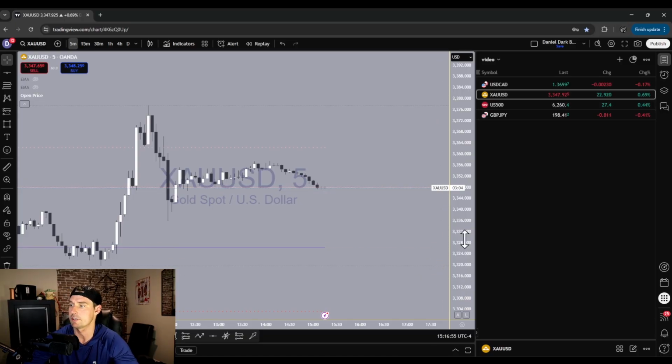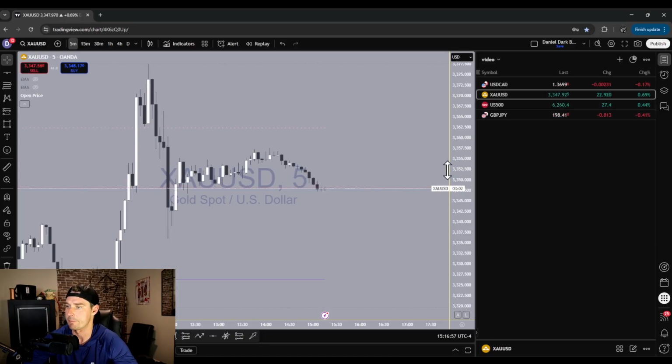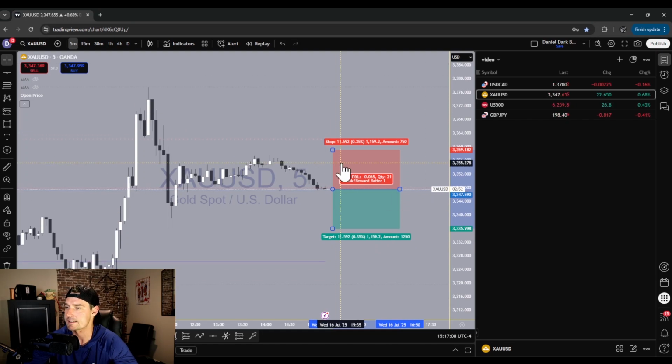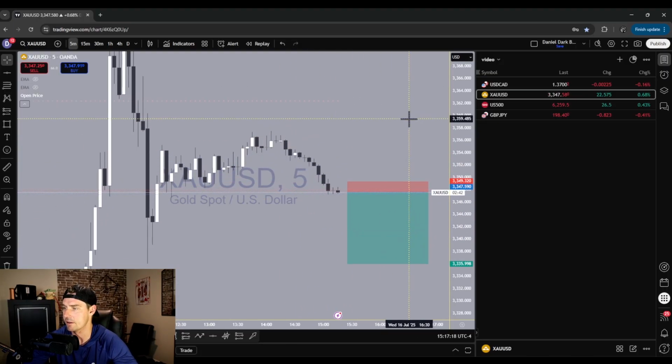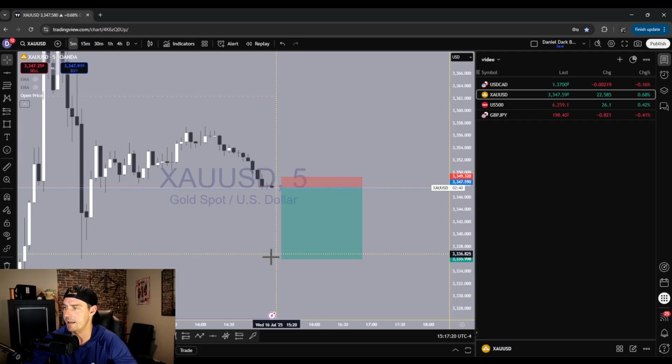Because if I'm doing a 17 pip stop loss on gold, that's going to be super tight. Let me show what I mean. Let's say I want to go short here, right? So I set up a short and I set my stop loss to 17 pips, which is right there. There you go. So that's ridiculous. That's going to get swept out with the slightest price movement. You're going to get whipped out of the trade like nothing.